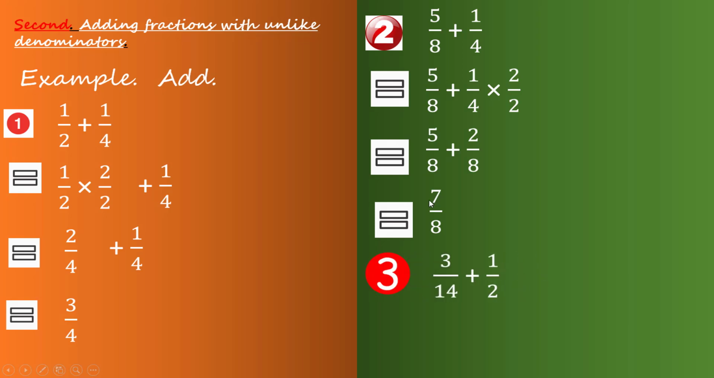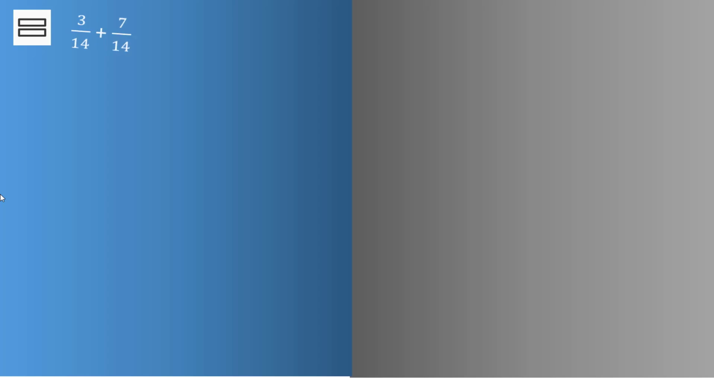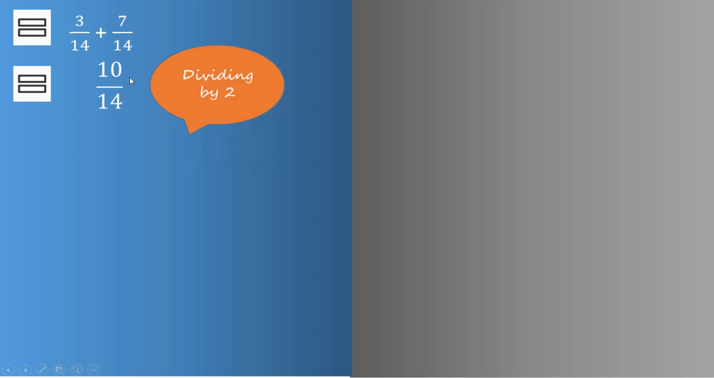Number 3, 3 over 14 plus 1/2. In the same way, we can multiply 1/2 by 7 over 7 to find the equivalent fraction, to make the two bottom numbers the same. So 3 over 14 plus 1 over 2 times 7 over 7. So it will be 3 over 14 plus 7 over 14, so it will be 10 over 14. Don't forget, 10 over 14 is not in the simplest form. We can divide by 2. So it will be 5 over 7.